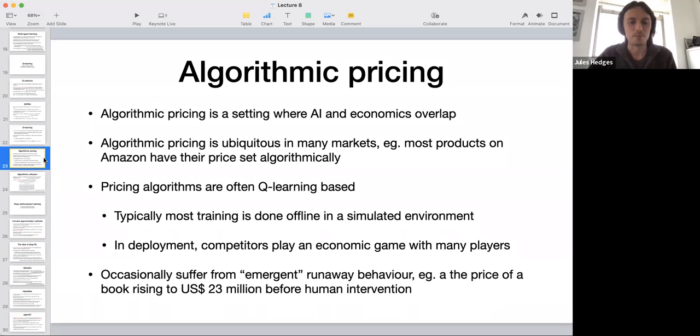Okay, I'm going to talk mostly in non-technical terms about a use case that I find quite interesting, which is algorithmic pricing. I really like algorithmic pricing because it's a place where AI overlaps with economics, and actually a part of economics where game theory is directly applicable.